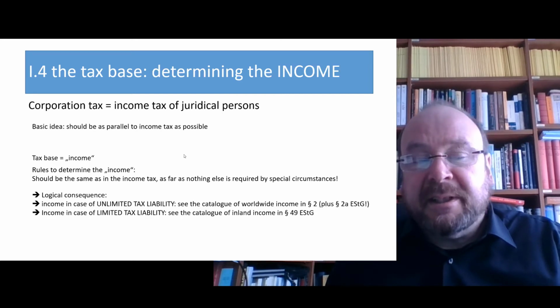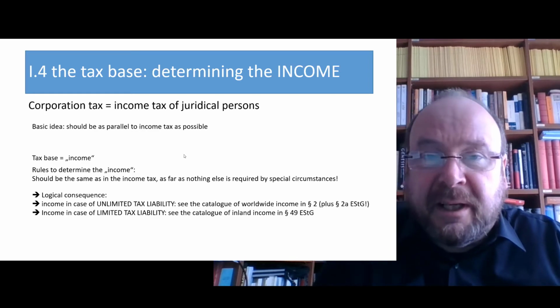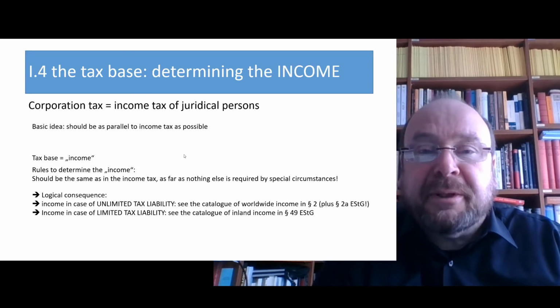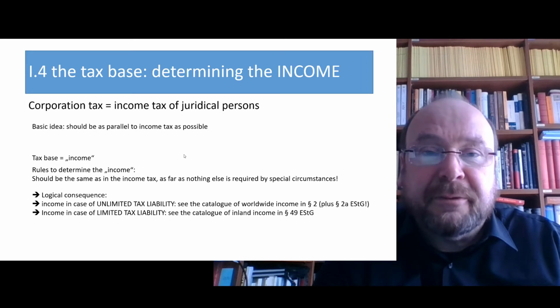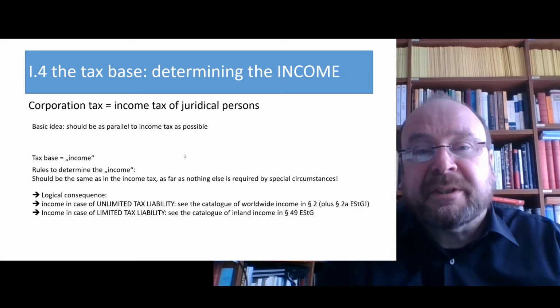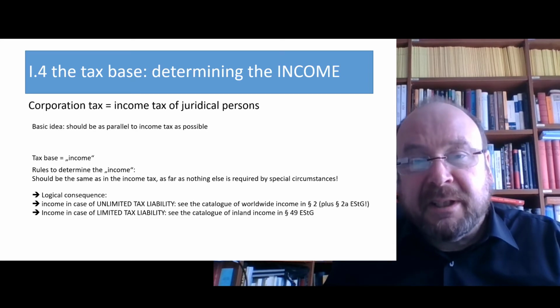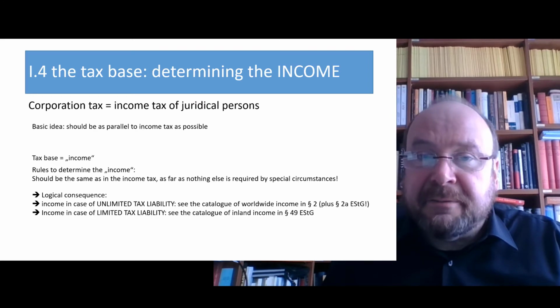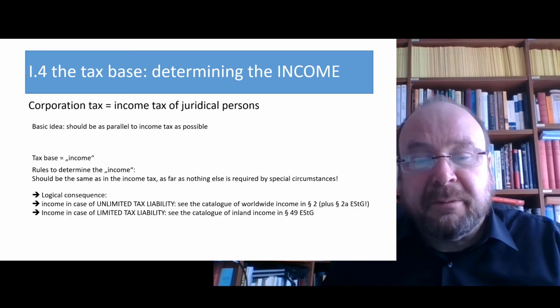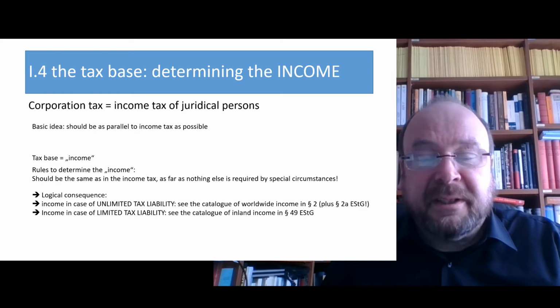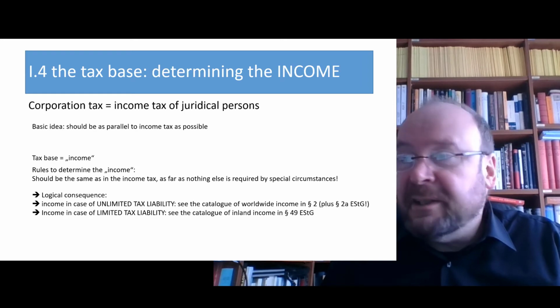For us, that means income in the case of unlimited tax liability should just be determined in the same way as in paragraph 2, unlimited tax liability for natural persons, where you have 7 types of income and no restriction to inland. So the worldwide income catalog in paragraph 2 should also count for corporation tax. And in case of a limited tax liability, a corporation should be liable with the same things as a natural person. Basically, that should be the idea. And so we should be able to use the catalog of inland income in paragraph 49 ESTG.